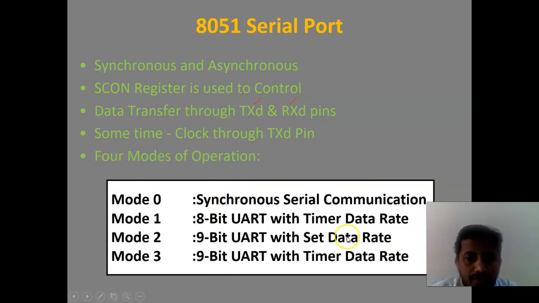So there are four modes of operation in your 8051 microcontroller. In mode 0, you would be having synchronous serial communication. The next one is mode 1, 8-bit UART with variable baud rate. Mode 2 is 9-bit UART with fixed baud rate. And mode 3 is 9-bit UART with variable baud rate. These are the different serial communications.